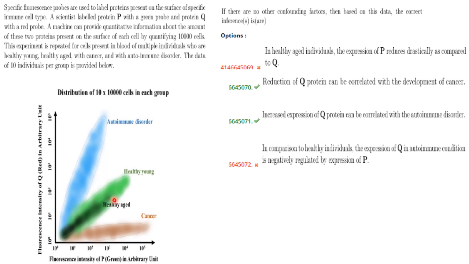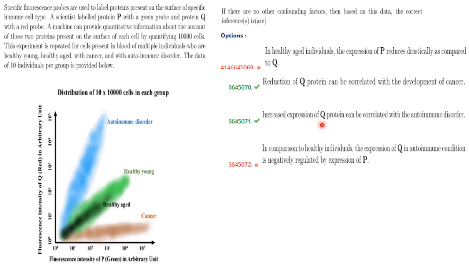It doesn't reduce drastically as compared to Q. It is 10 raised to 2 over here, and it is somewhere around 10 raised to 3 over here. So it doesn't decrease drastically. Then reduction of Q protein can be correlated with the development of cancer. That is over here. This is cancer and there is reduction of Q protein. It is 10 raised to 1 whereas P protein is more, 10 raised to 5. So option 2 is correct.